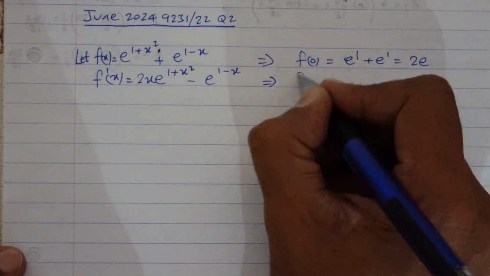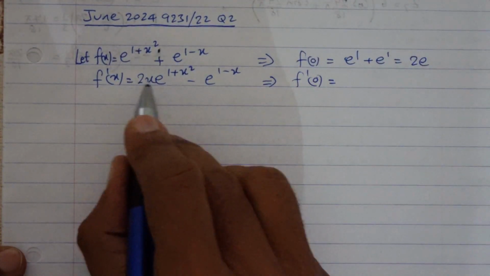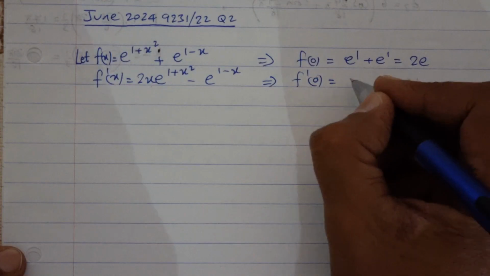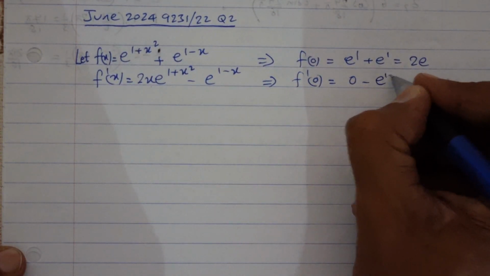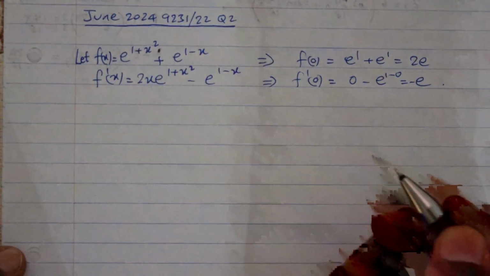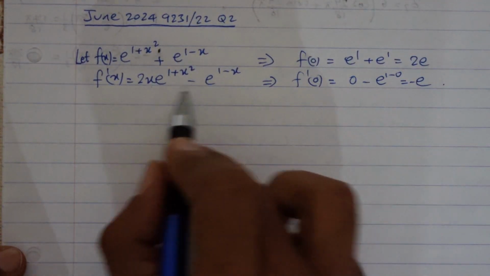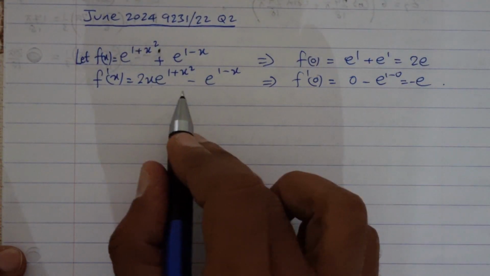So next thing I can do is f prime of 0, which is then 2 times 0 times e to the 1. So that's going to be 0 then, minus e to the 1 minus 0. So that's going to be minus e. And then I want to differentiate the first derivative and make it into the second derivative.